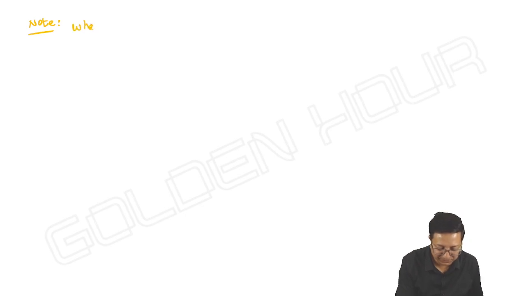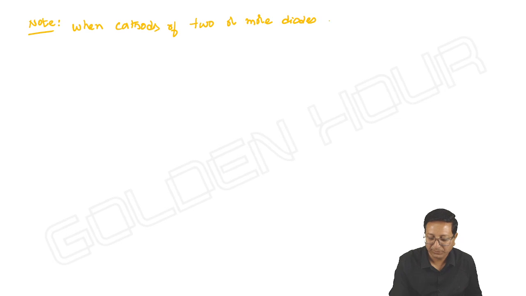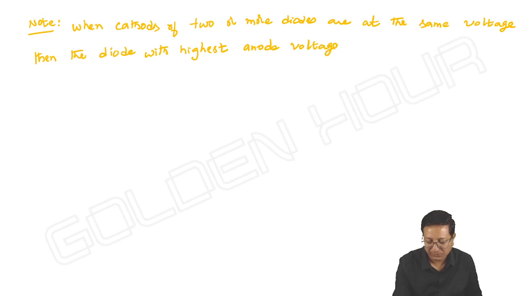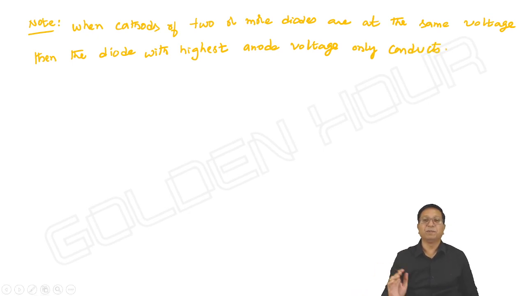When cathodes of two or more diodes are at the same potential or same voltage, then the diode with the highest anode voltage only conducts, and the remaining diodes will be off.